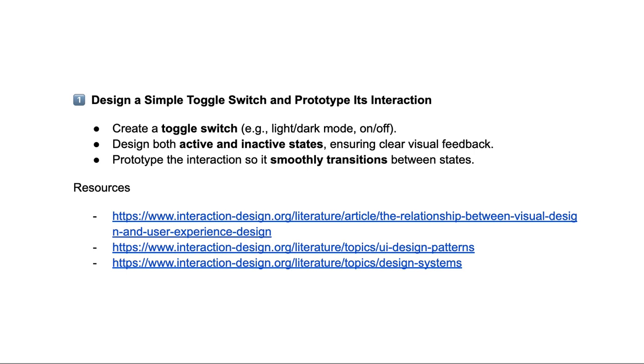Design the inactive and active states and ensure you give clear visual feedback and make sure that they're both readable, and prototype the interaction so it moves smoothly between states.